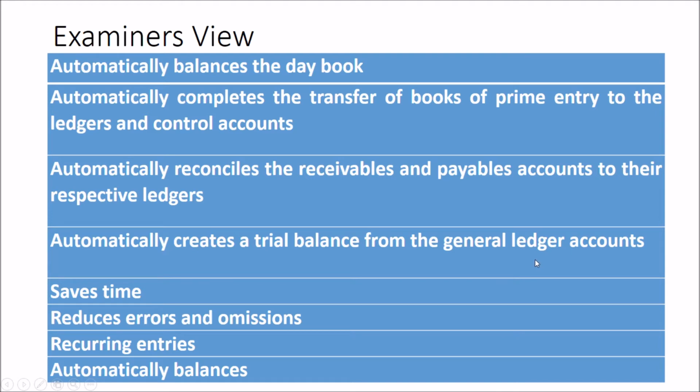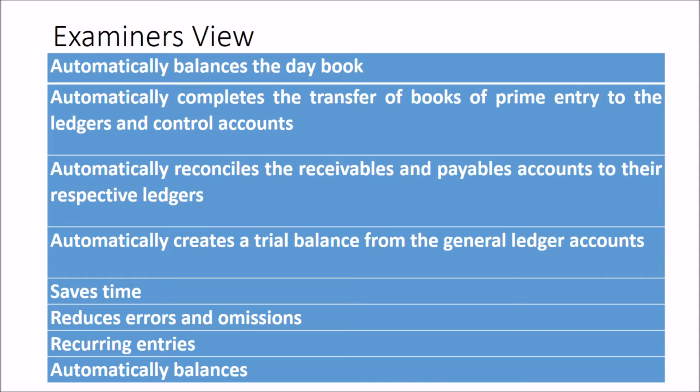So it gives you a list of trial balances. You can pull that off as a report. Saves time. All right, catch-all. Well, I'll give you the additional stuff of how it saves time and reduces errors and omissions. There aren't going to be adding up errors. It's not going to make transposition errors. So it's not going to have those errors in there.